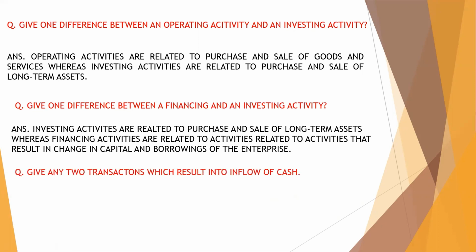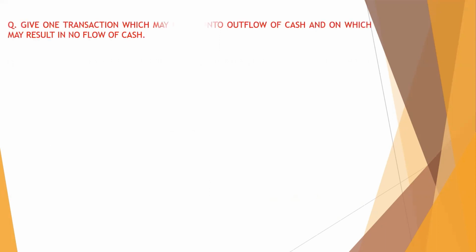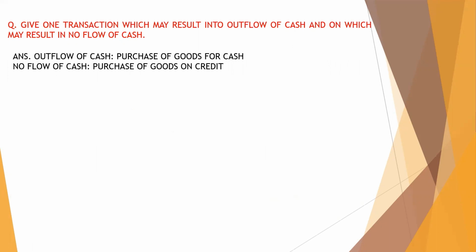Give any two transactions which result into inflow of cash. Write any two: sale of goods for cash, cash receipt from trade receivable, sale of fixed asset, interest receipt, whatever. Give one transaction which may result into outflow of cash and one which may result in no flow of cash. If we talk about outflow, if we are buying goods for cash then there will be outflow, and if we buy the same goods on credit it will lead to no flow of cash.